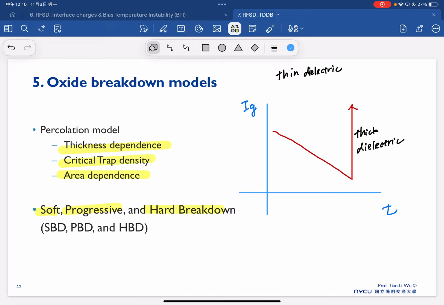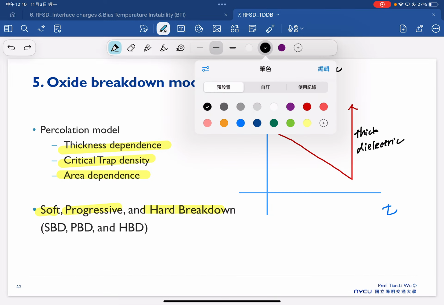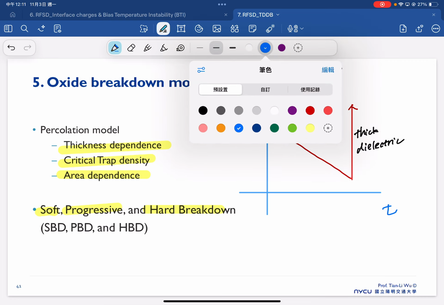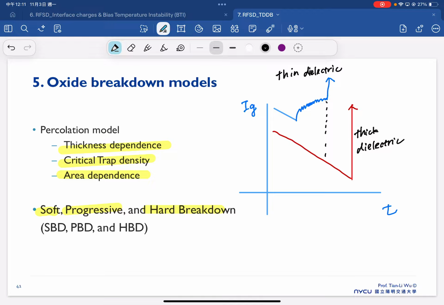In the beginning, it's still the same. We have a little bit of decrease, but later we will see a slight increase. And then we start to have some noise for a while. Finally, we see the hard breakdown here. And we still define this part as what we call the hard breakdown.